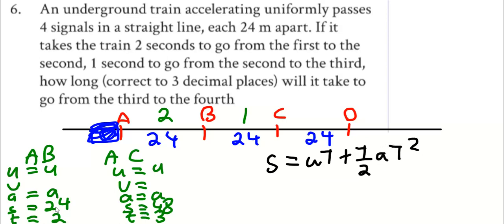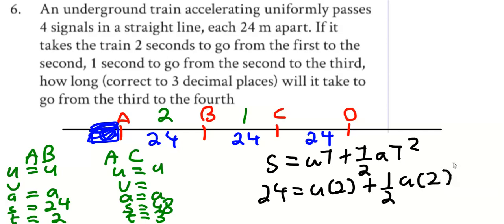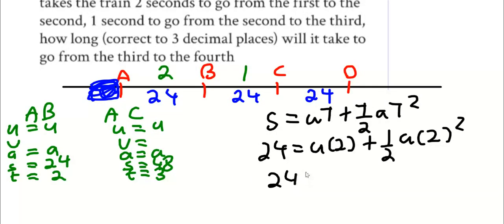Okay, the first S value is 24. We're going to do U times 2 plus a half A times 2 squared. We're going to get 24 equals 2U plus 2A. And then we're just going to get 12 equals U plus A.